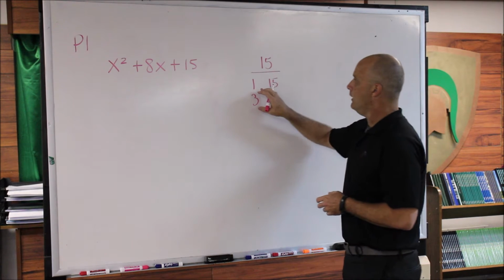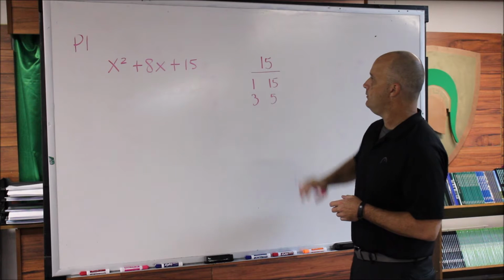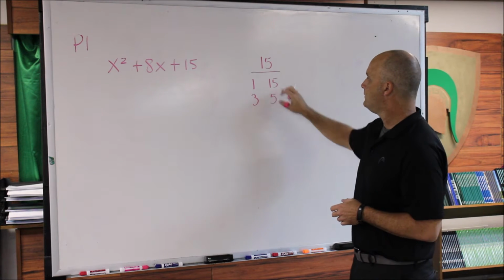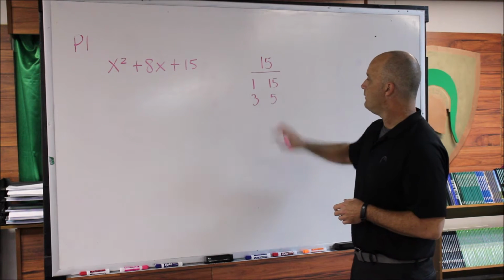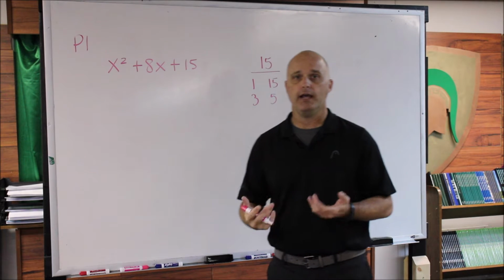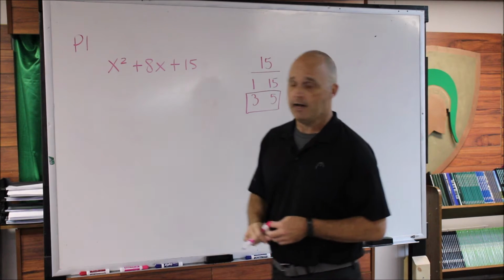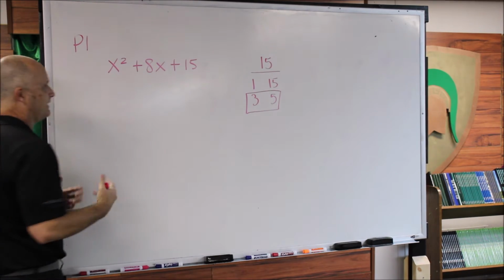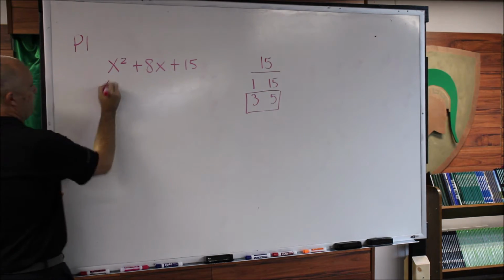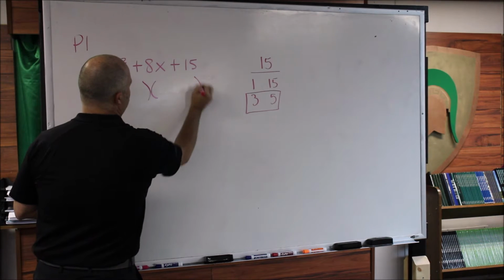So you go over here and you look at 1 and 15. If you add those together, you get 16. Then you've got 3 and 5. If you add those together, you get 8. So the ones that you want to use are 3 and 5. So the next thing that we need to do is figure out how we write our factors.